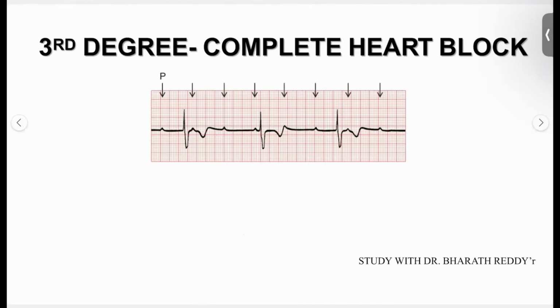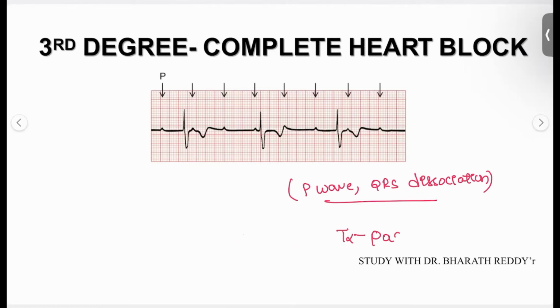And the complete third degree heart block. What is a complete third degree heart block? Your P wave and your QRS complex are completely dissociated. The treatment available for this patient is only the pacemaker. Why do we need the pacemaker? Because your P wave and the QRS complex are not together. The SA node is not firing properly, and there is a dissociation at the AV node. So the entire electrical pathway is disturbed. So this patient must need the pacemaker.